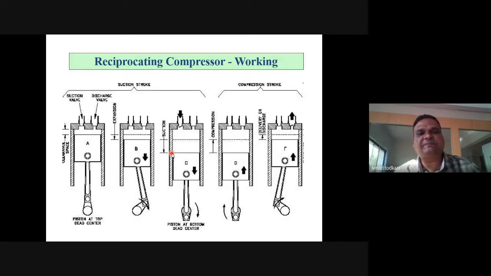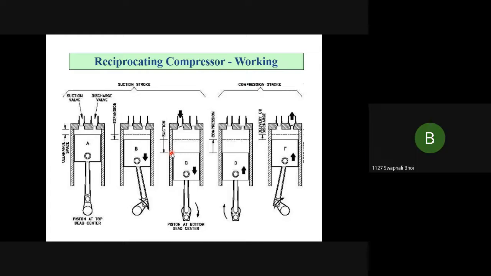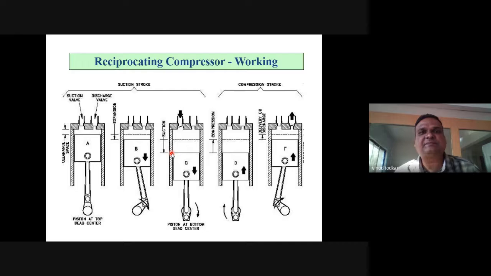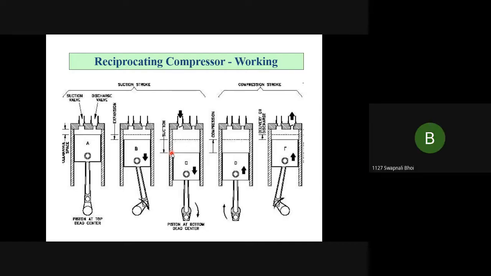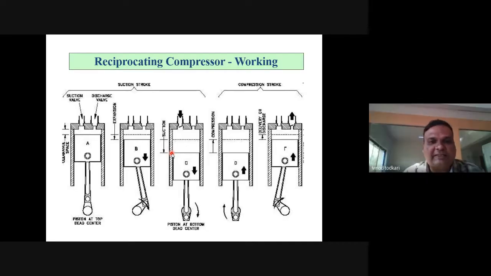Yes, can anyone repeat? What is TDC? Top dead center position. Excellent. And what is BDC? Bottom dead center position. Excellent. Now look at the figures carefully and tell me in which figure you can see TDC and in which figure you can see BDC.